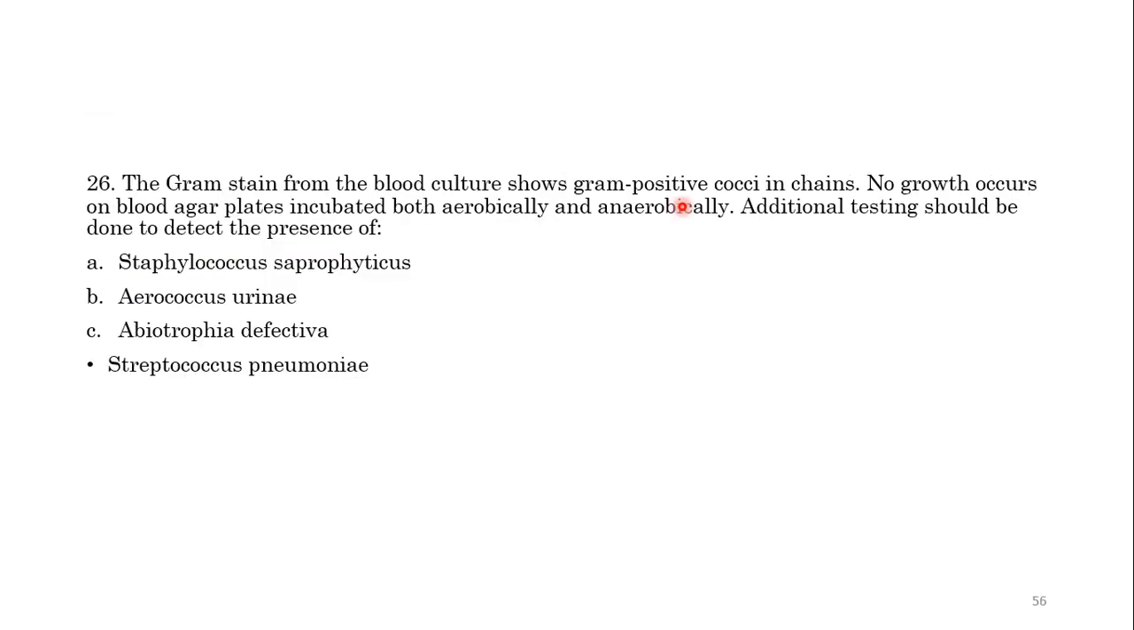Number 26, the GS from the blood culture shows gram-positive cocci in chains. No growth occurs on blood agar plates incubated both aerobically and anaerobically. Additional testing should be done to detect the presence of A, Staphylococcus saprophyticus, B, Aerococcus urinae, C, Abiotrophia defectiva, D, Streptococcus pneumoniae. Number 26, the correct answer is C, Abiotrophia defectiva.